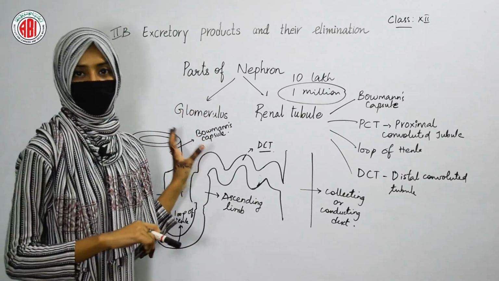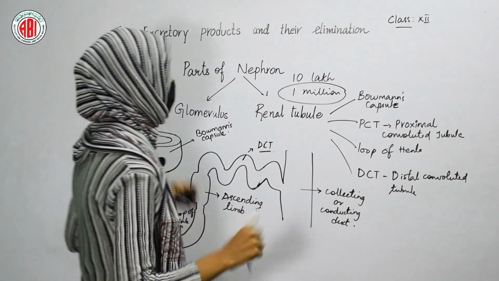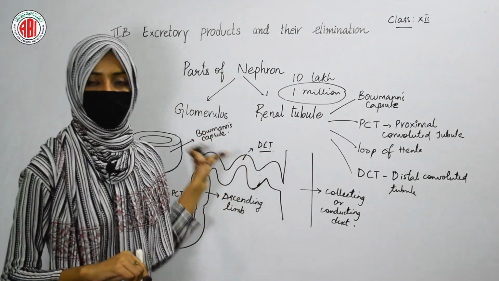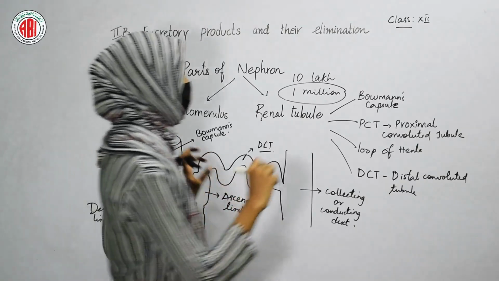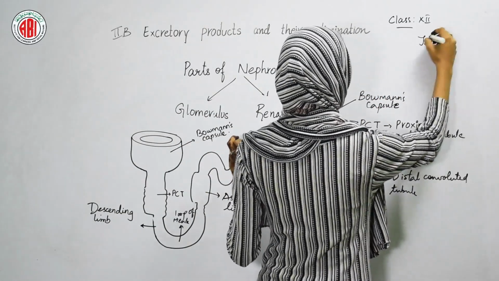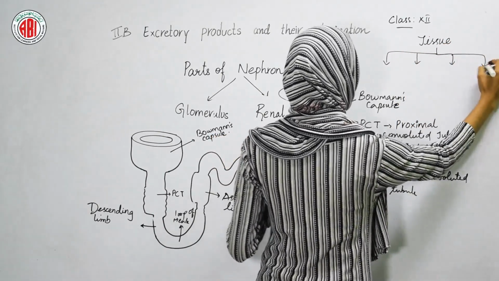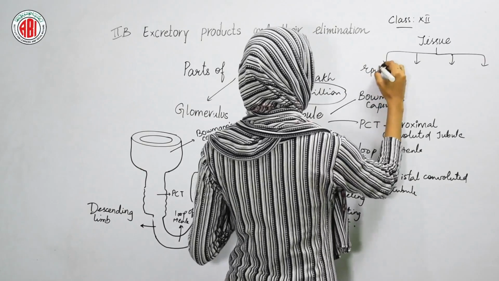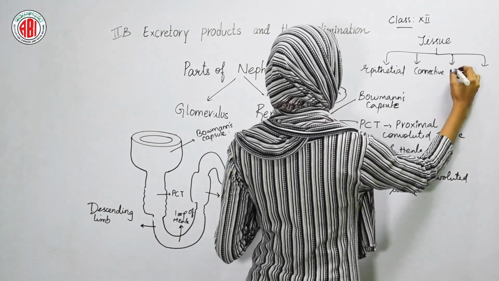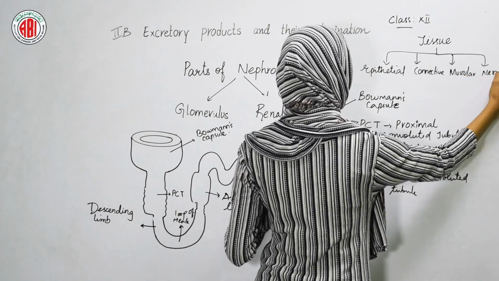Let us see what the different tissues are with which all these structures are made. Before we study the different tissues present in the lining of all these parts, we need to recall the different types of tissues first. Animal tissues are classified into four main types. One is epithelial tissue, the other is connective tissue, the third is muscular tissue, and the fourth is nervous tissue.